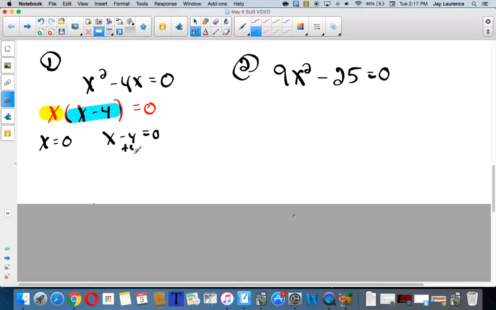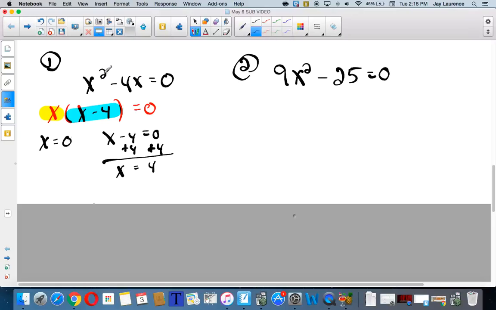Okay, now I have x minus 4 equals 0. You should be solving and get x equals 4. So the two answers are 0 and 4. That's the two numbers that will make the original polynomial equal to 0.